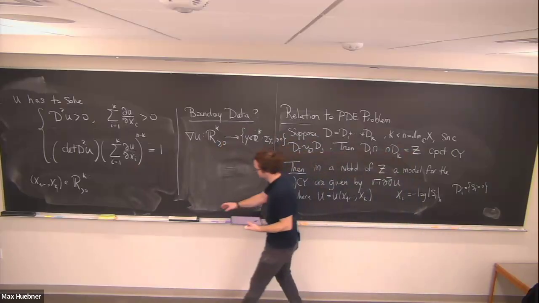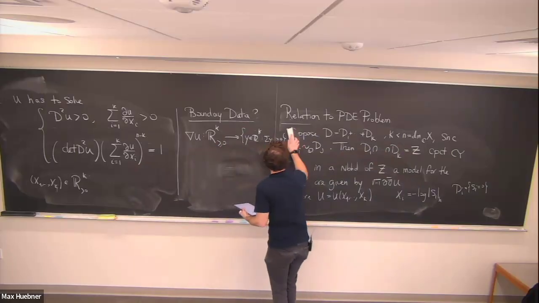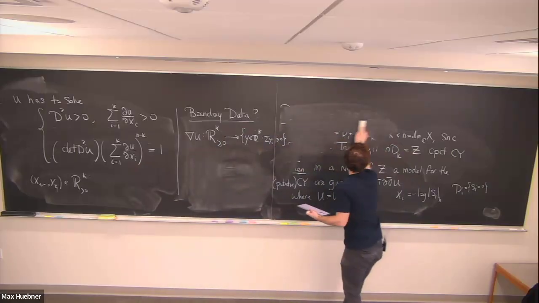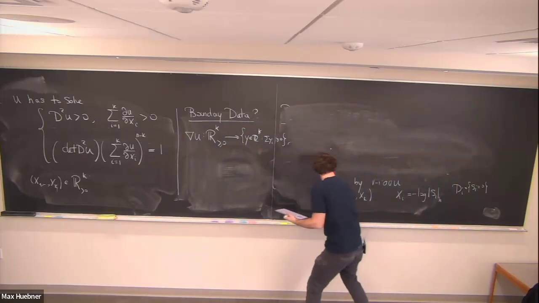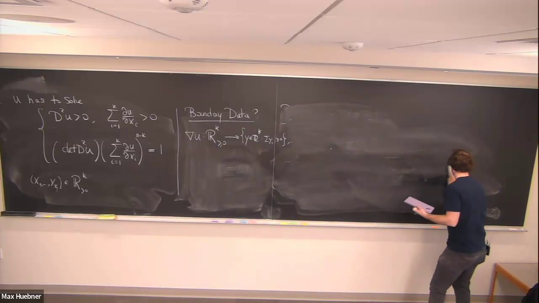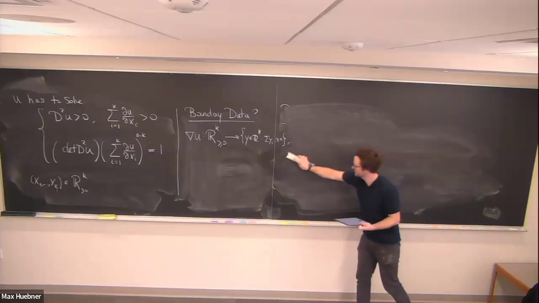Okay, so where does this boundary data come from? So let me just explain in pictures. Right, this boundary data comes from geometry, and I'll explain why, maybe just in the two divisor case.